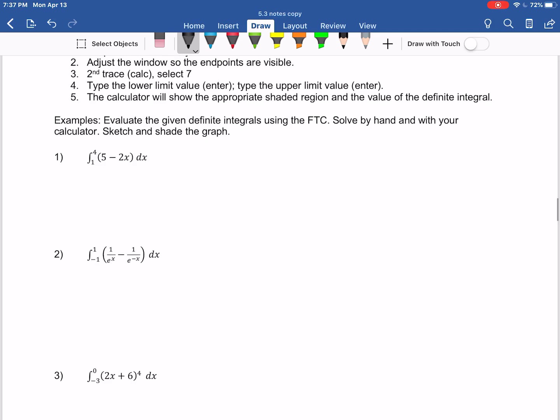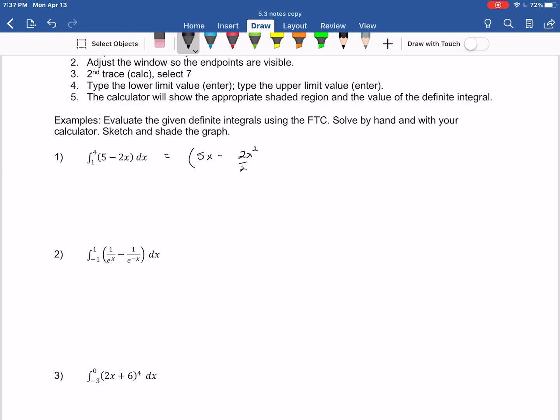Let's work through one example before I take a break. So we want to integrate this function 5 minus 2x with respect to x. And yes, it goes from 1 to 4, but we know about integration techniques. We learned about that in the last section. So the integral of 5 minus 2x is what? 5x minus 2x squared over 2.